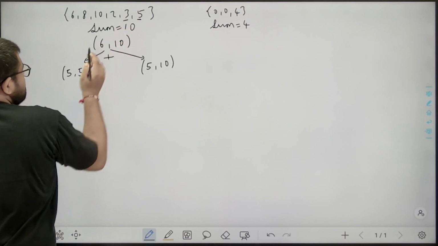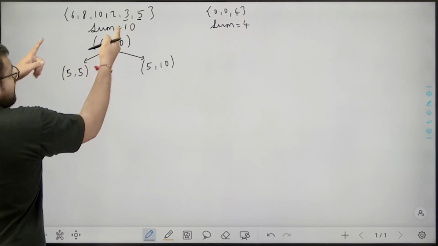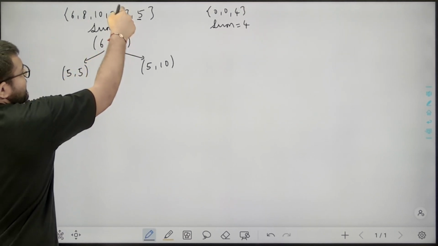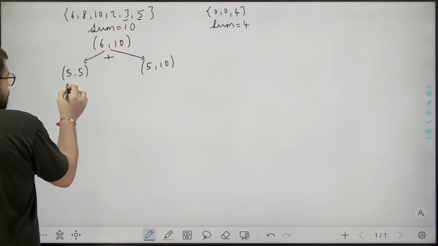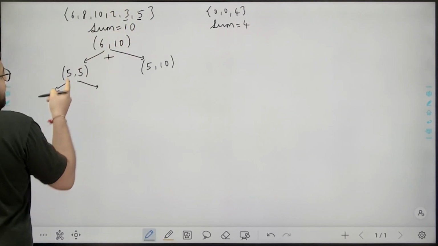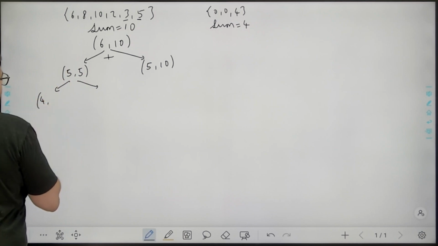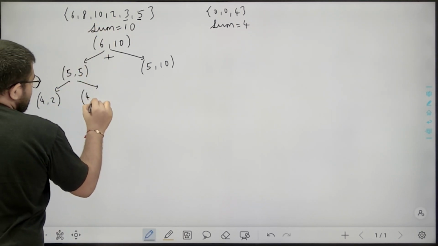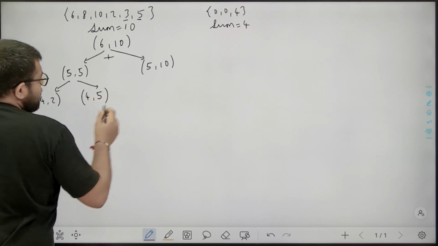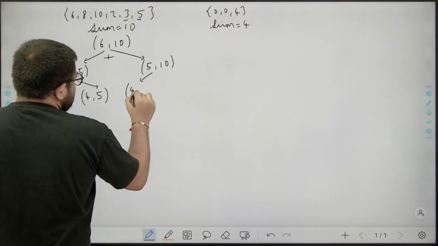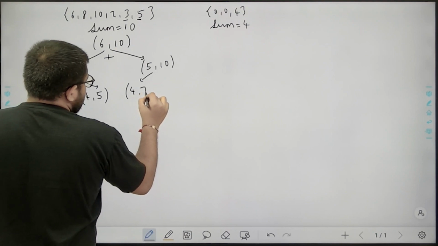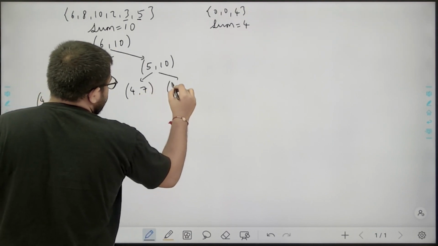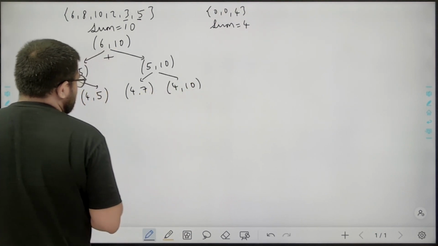Now I'll come to this, because here I have 5, so I am considering the first 5 elements. I'll decide whether to take it or not to take it. Again I have two choices. If I take it, then the remaining sum would be 2, and if I do not take it, the remaining sum would remain 5 only. Here also I'll either take it. If I take it, the remaining sum would be 7, and if I do not take it, the remaining sum would be 10 only. Okay.